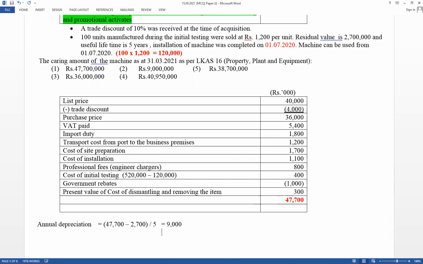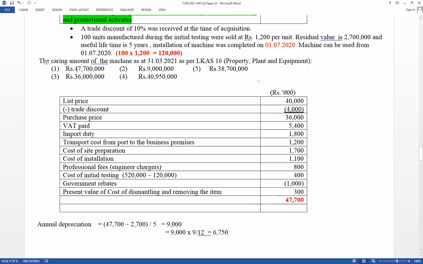Installation was completed on 1st July 2020. Therefore, the asset can be used during the accounting period for only 9 months. Therefore, 9 over 12 of that value should be considered as depreciation. Take the value. Therefore, the depreciation for the period equals 6,750. Annual depreciation equals 9,000, but the asset is available during the accounting period, from the installation date, for only 9 months.